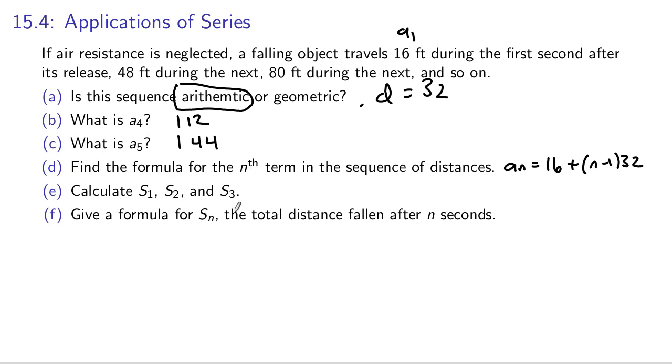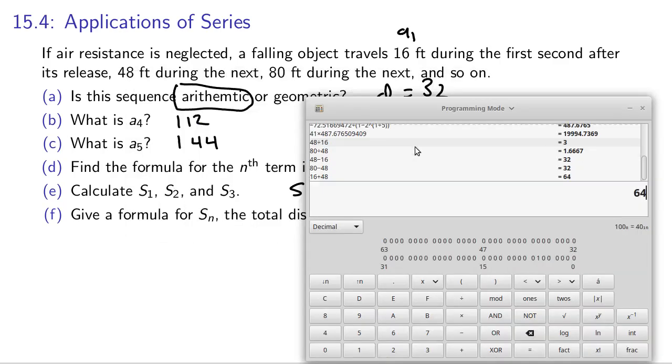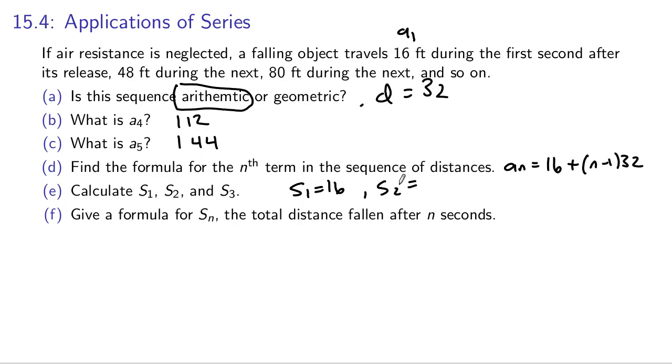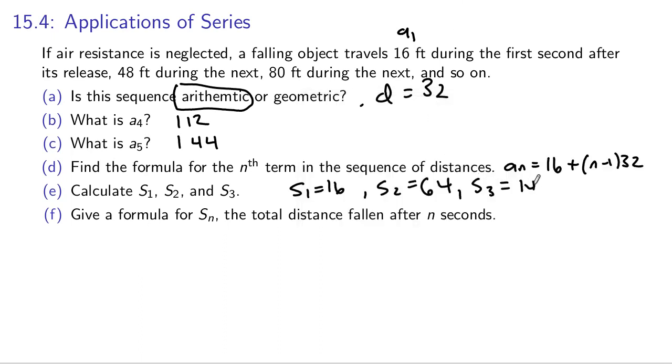So now calculate S1, S2, and S3. So the sums: S1 would be 16 feet, the total distance it's fallen. S2 would be 16 plus 48, 64 feet, and S3 would be 64 plus 80, which would be 144 feet, total feet that it's fallen.